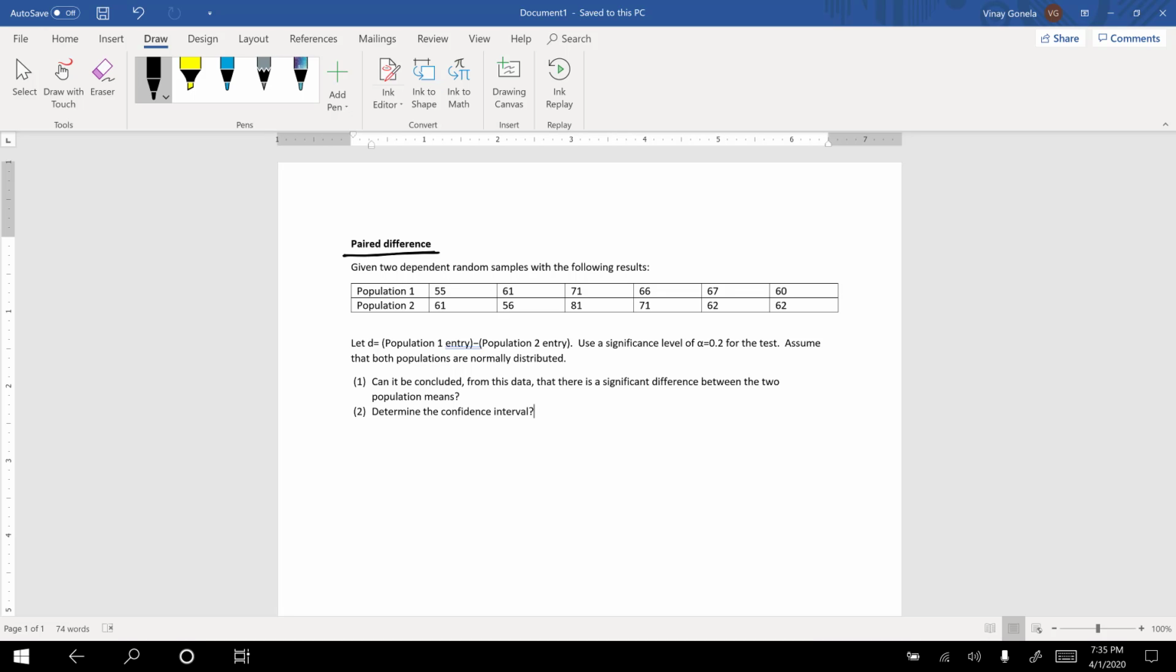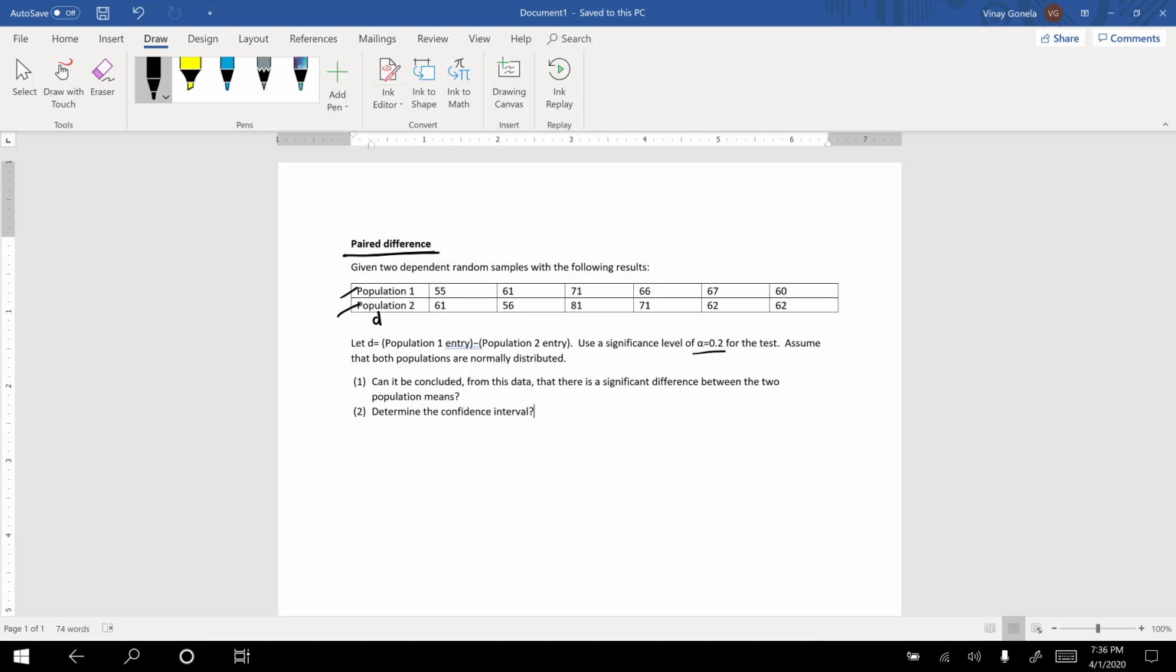So we have given two dependent random variables with the following results. Population 1, we have a data set. Population 2, we have a data set, and let D is equal to population 1 entry minus population 2 entry. So they're asking us to do population 1 minus population 2. So that will be our D. And then we have a significance level of alpha is equal to 0.02. Assume that both populations are normally distributed.